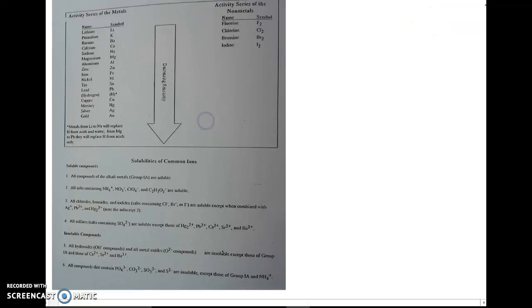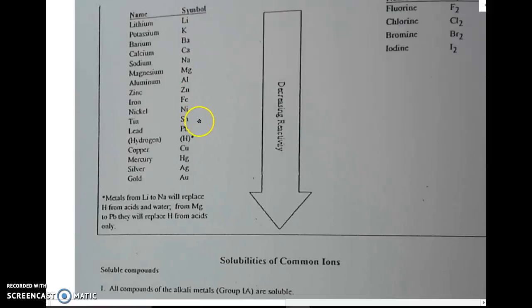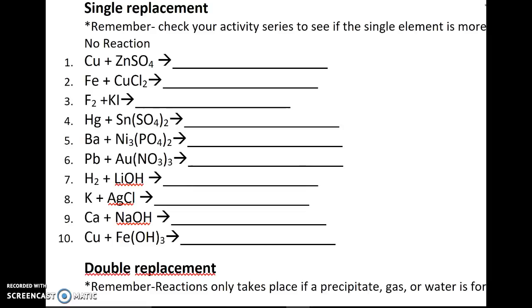Here is our activity series. And we will see that copper is right here, and zinc is right here. So zinc is more reactive than copper. So now I can go back here. Zinc is more reactive than copper. Since it's more reactive than copper, it's going to stay put. It's going to stay bound to that sulfate, and no reaction is going to take place. So I would write NR for no reaction. In order for that reaction to take place, copper has to be more reactive than zinc. So we get no reaction.